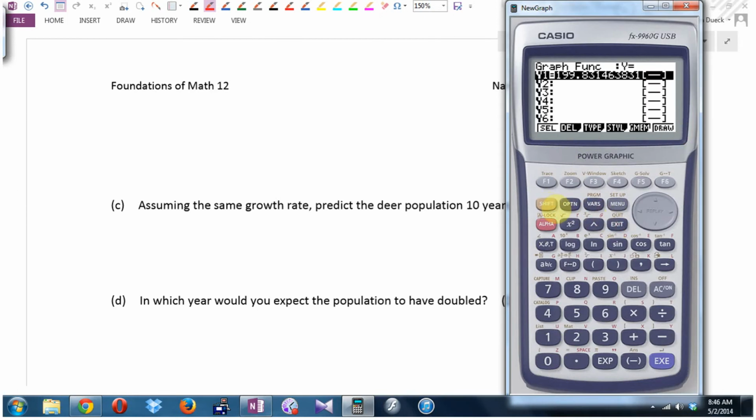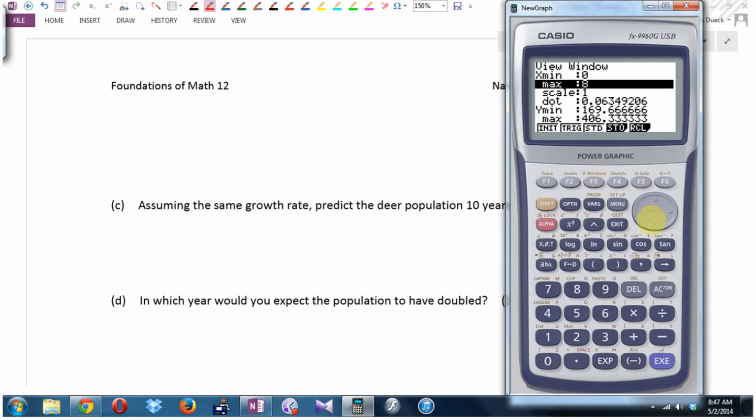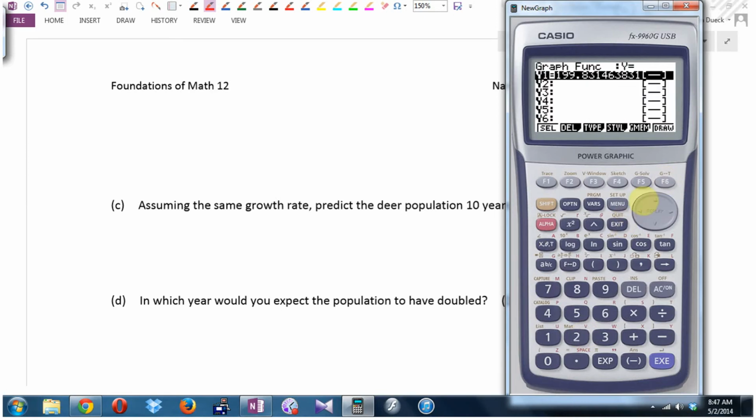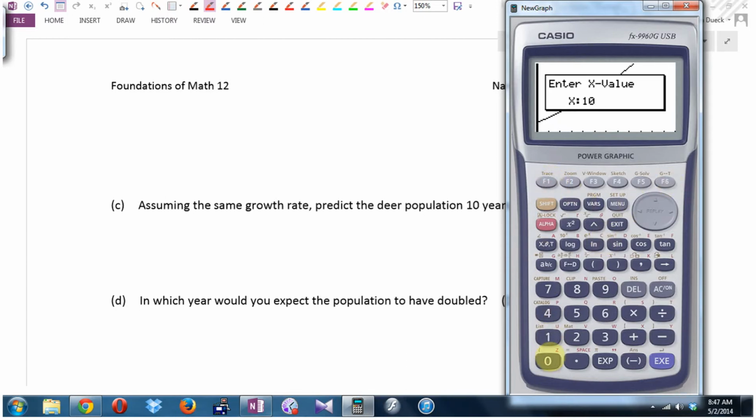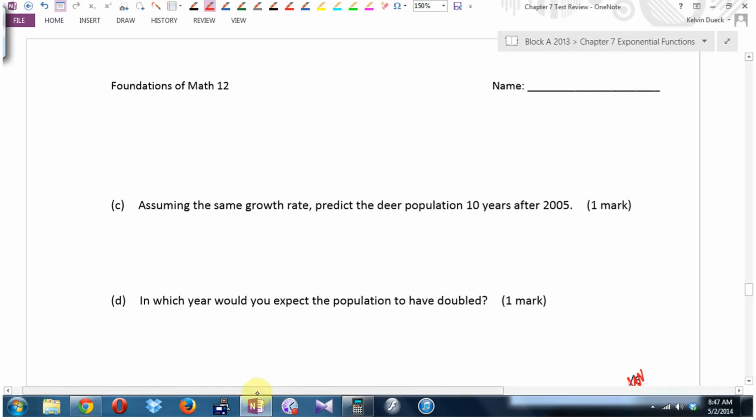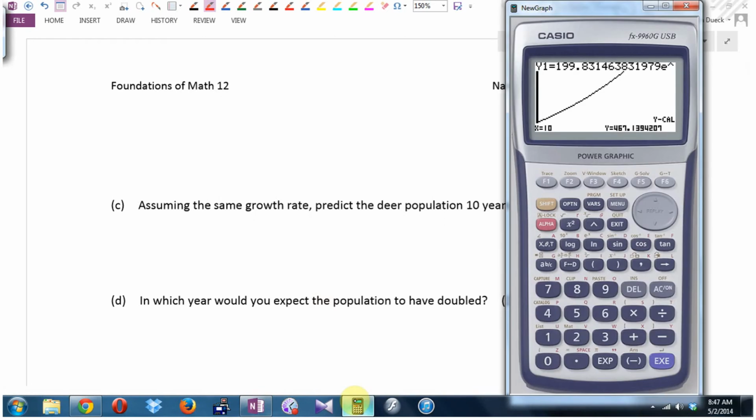I think I'll change my view window. Yeah, my maximum x is 8. You know what? I'm going to go to 12, and that'll fit a 10 on there quite nicely. Now if I draw, looks like that. G-solve. Y calculation when x equals 10. It says y equals, looks like the population is going to be 467. Okay, so I'll say 467.